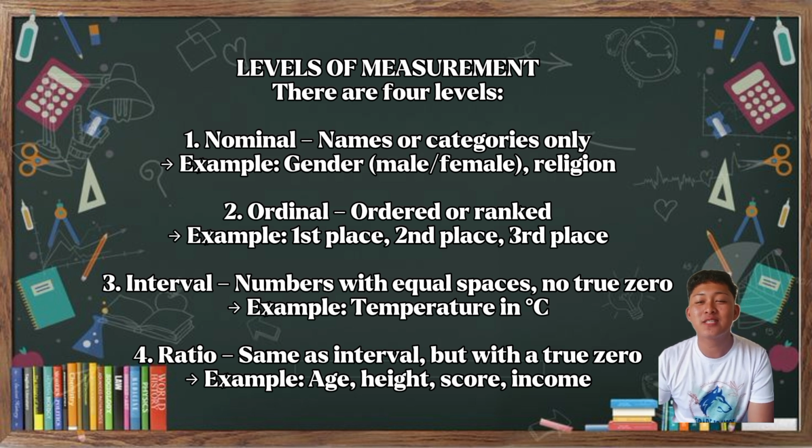Third, interval. Numbers with equal spacing but no true zero. Examples, temperature in degrees Celsius. Fourth, ratio. Same as interval but with a true zero. Examples, age, height, scores, and income.